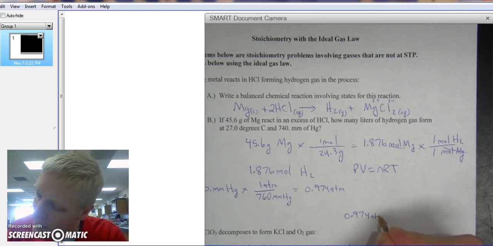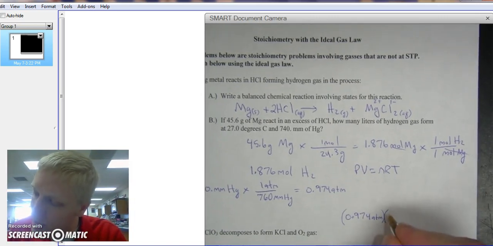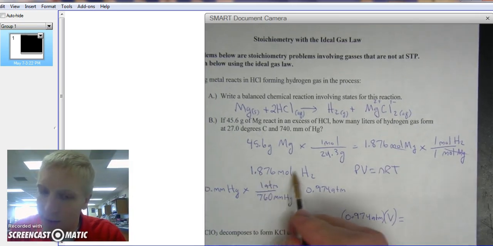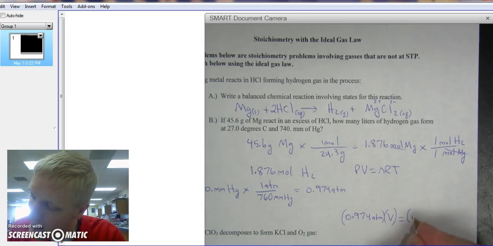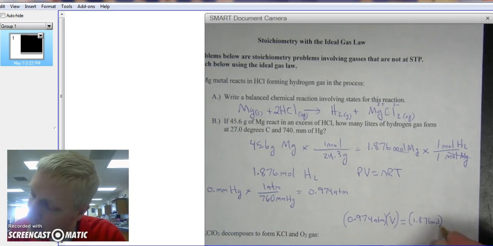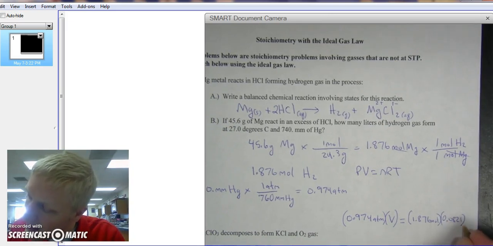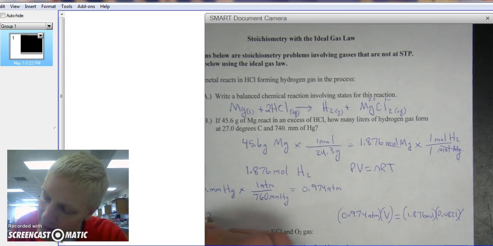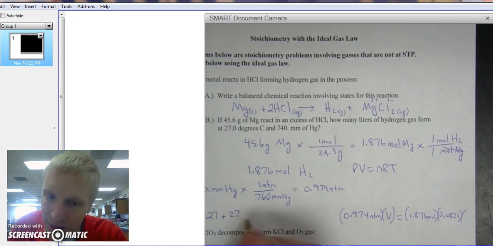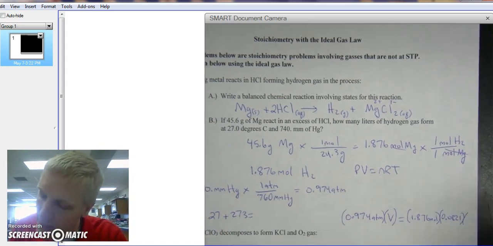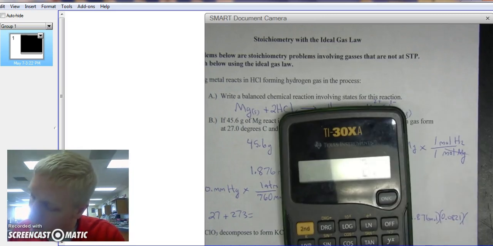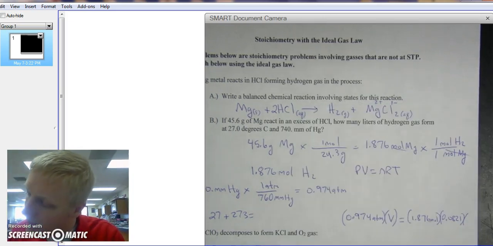0.974 atm. My volume is what I'm looking for. My n I found as 1.876 moles. My R is 0.0821, I memorized that. And my temperature is 27 degrees Celsius, but I got to add 273 to convert it to Kelvin. 273 plus 27, 300.